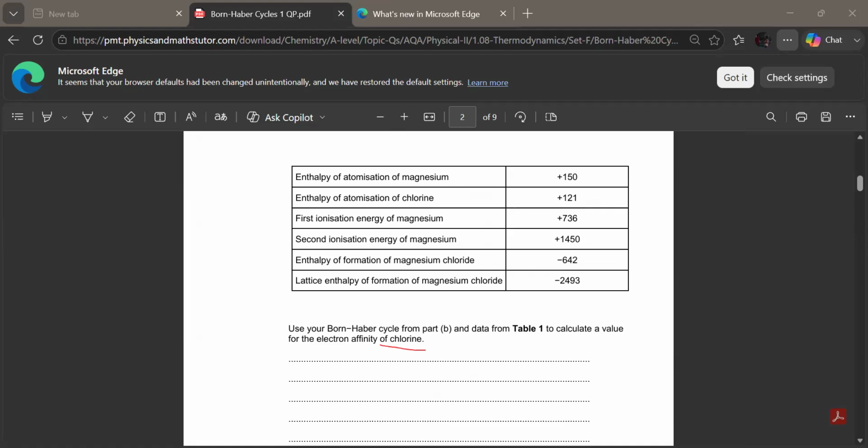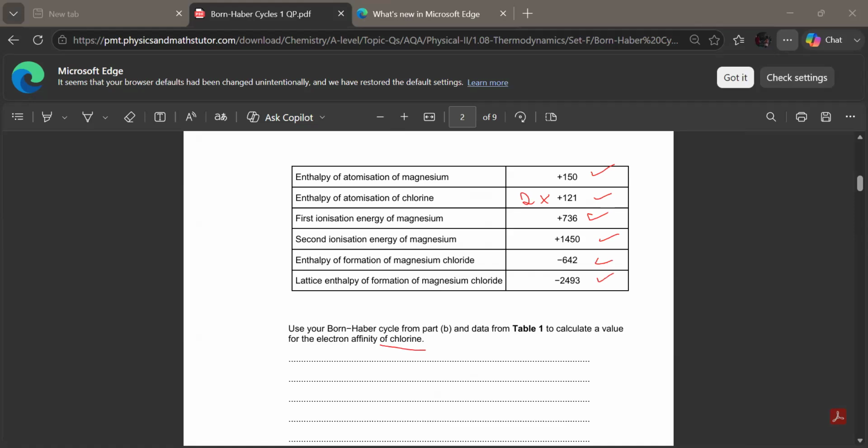Look, we have all the values here. The atomization for magnesium, atomization of chlorine. This one would be multiplied by 2. Reason? Because you were producing 2 chlorine atoms, right? Then first ionization, second ionization, simple delta HF, and this is the lattice energy.